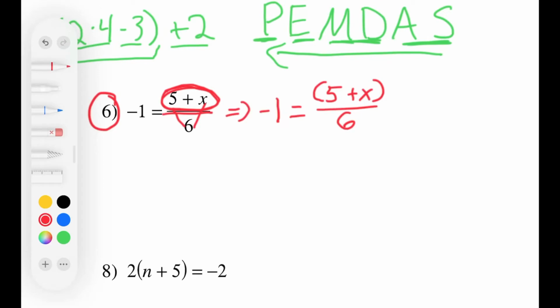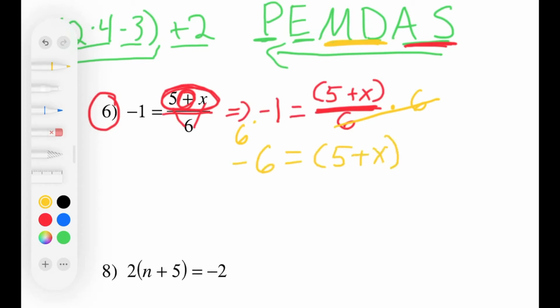So this is not our addition and subtraction that we can get rid of first. We actually have to get rid of the division before we can deal with our addition and subtraction. In other words, we do not have any addition or subtraction yet. We do have multiplication and division, so we're going to take away our division by multiplying on both sides, inverse operation. So we have 6 times -1, which is -6, equals parentheses 5 plus x.